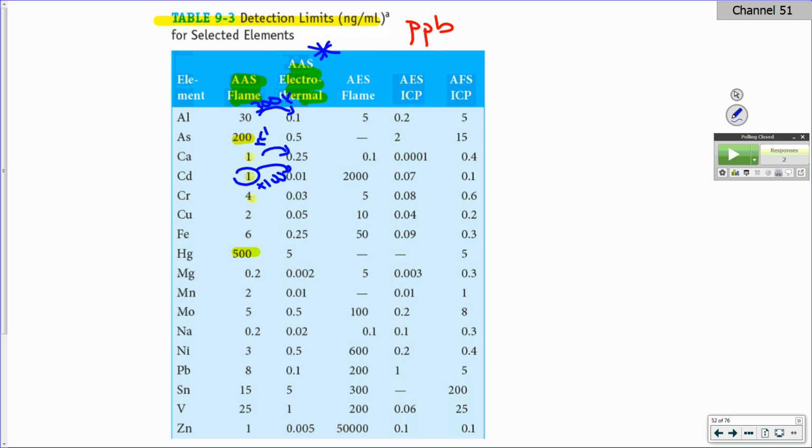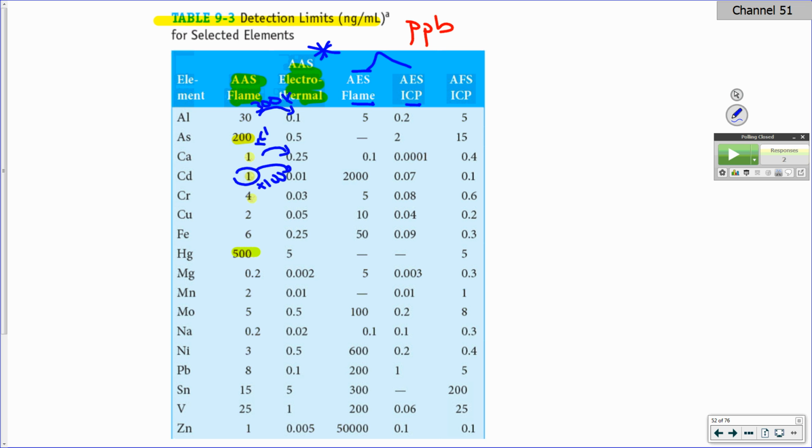Now we'll talk about flame atomic absorption, or flame emission, and ICP will be the focus that we'll look at in class on Wednesday as we finish up the notes. There's 24 slides left. We'll be able to do that one day, no problem. So we'll finish this up on Wednesday.